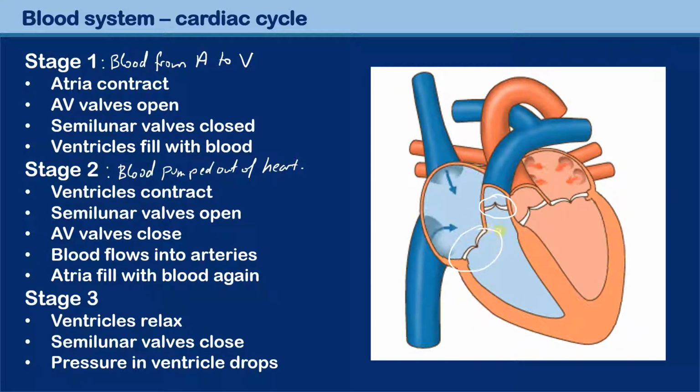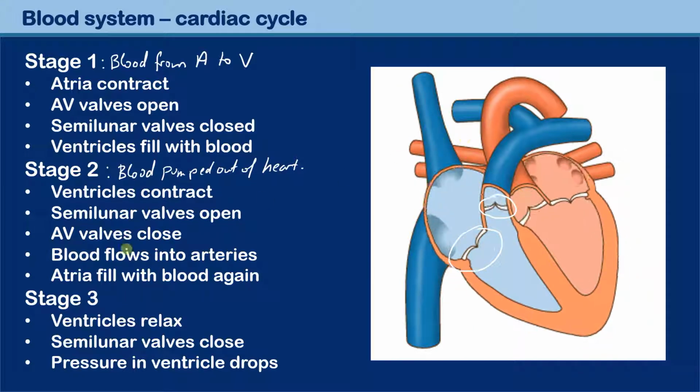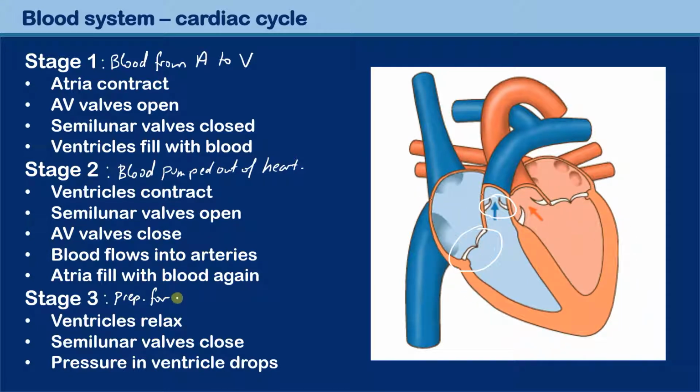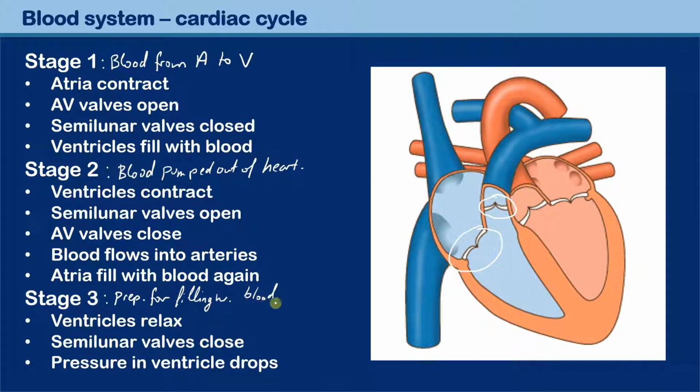So that is basically an overview of the cardiac cycle, but for the sake of completeness, I should also add something over here. Like the ventricles, well, I already wrote that: preparation for filling with blood again. Very bad explanation. You think of a better one.